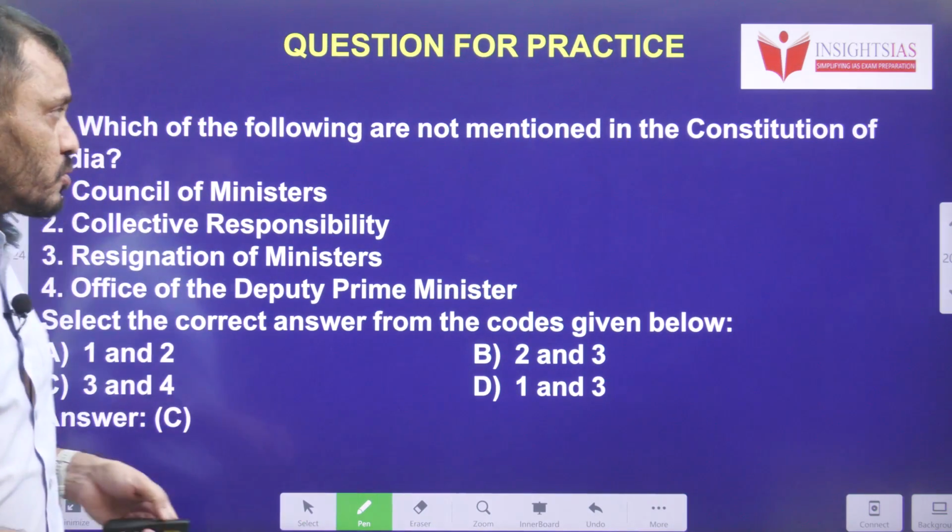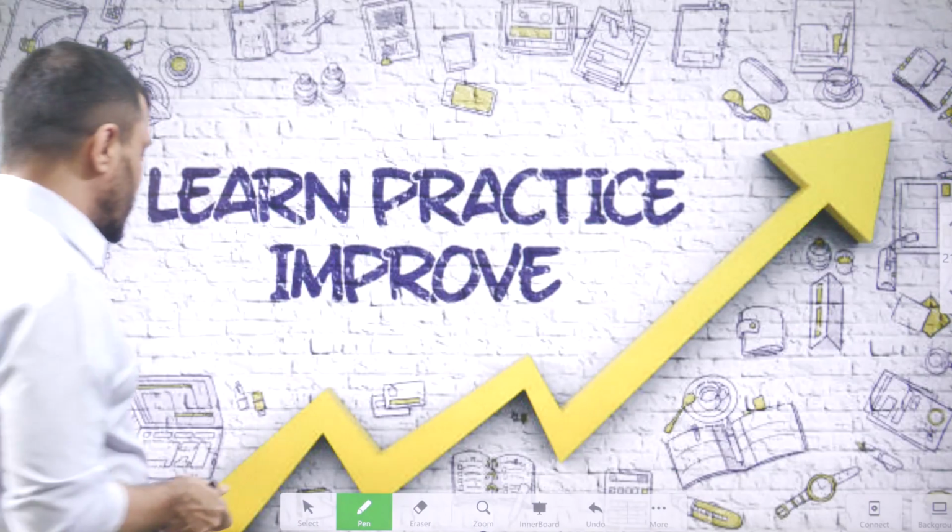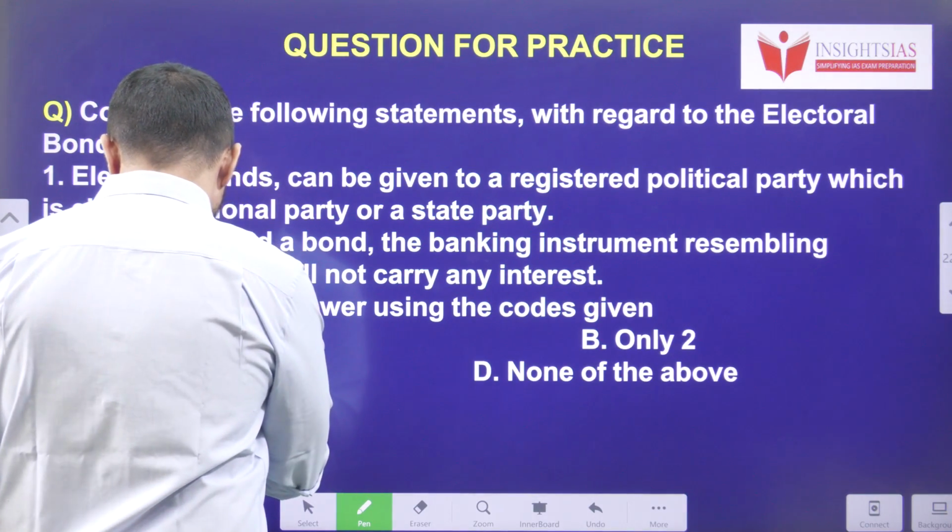Now let's see yesterday's video question. Which of the following are not mentioned in the Constitution of India? Which are not mentioned? Let's see. Council of Ministers is mentioned. Collective responsibility, both are mentioned under Article 75 Clause 3. Resignation of ministers is not mentioned because they will be removed by the President. Office of the Deputy Prime Minister is not mentioned. Now let's see today's question.